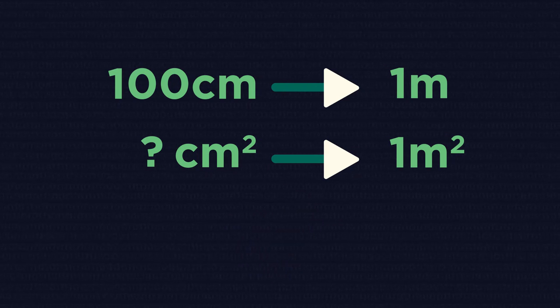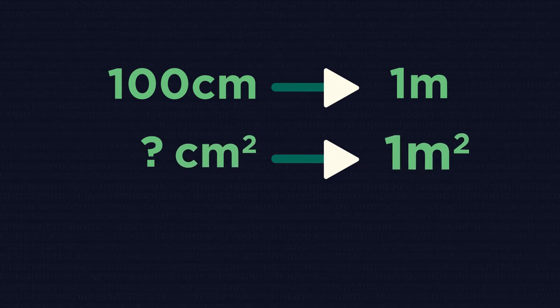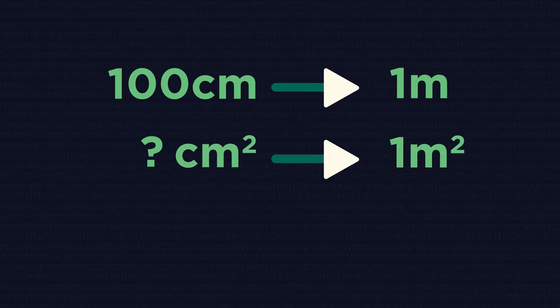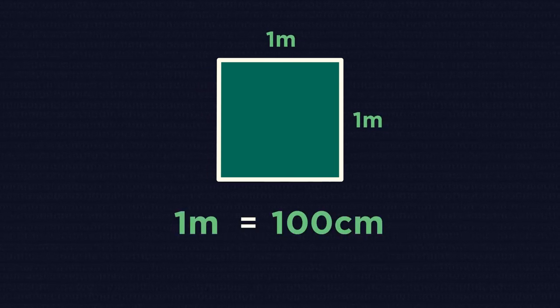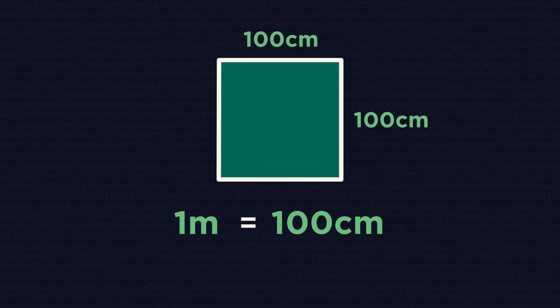It's often thought that because there are 100 centimeters in a meter, the same applies to centimeters square in a square meter. However, we have to consider what square meter means. Simply put, a square that has lengths of 1 meter. We know that because 1 meter is the same as 100 centimeters, our square dimensions are 100 centimeters by 100 centimeters.